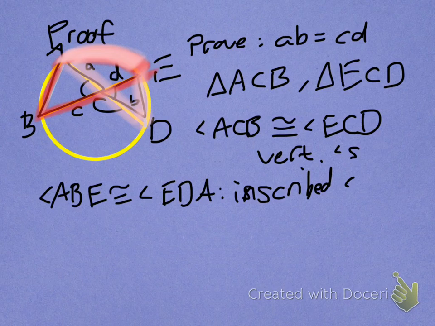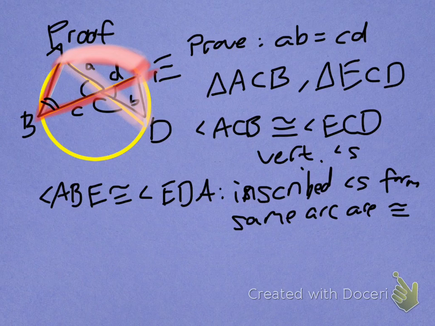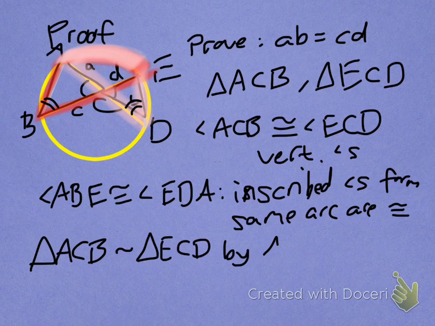So how do we know this? Inscribed angles that form the same arc are congruent, which means we know this is congruent to this. So we have two triangles with two congruent angles. So we could say then that triangle ACB is similar to triangle ECD by the angle-angle similarity postulate.